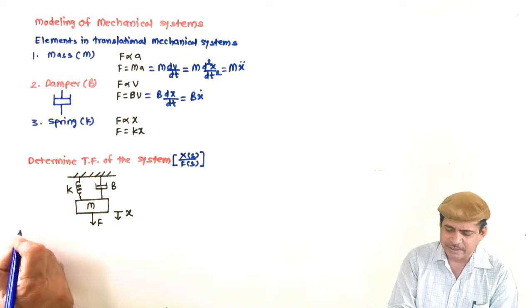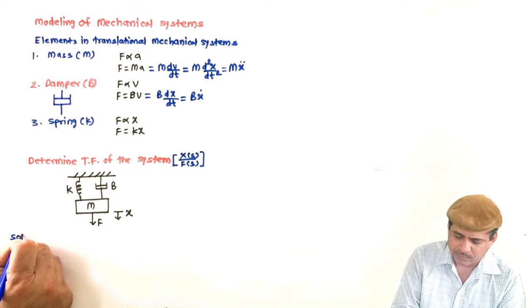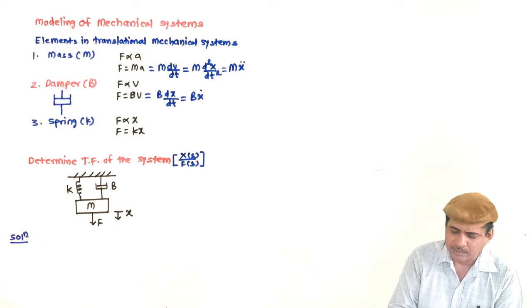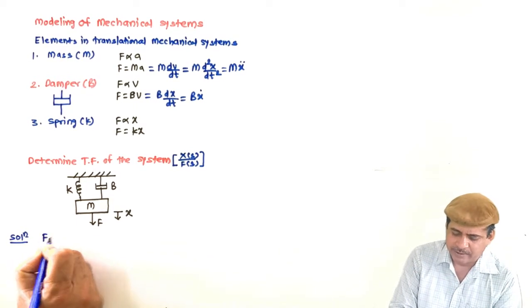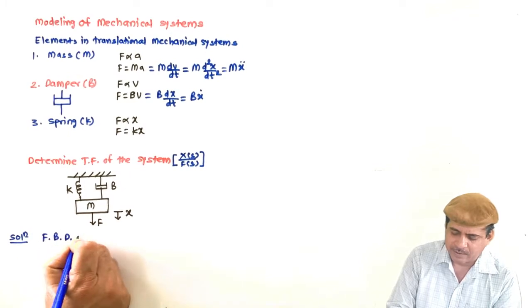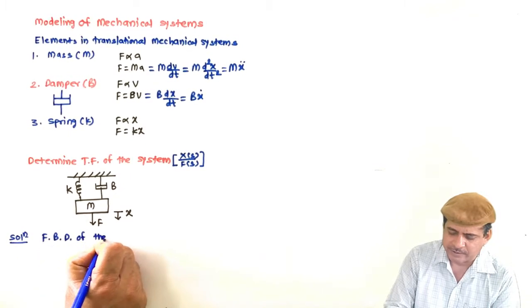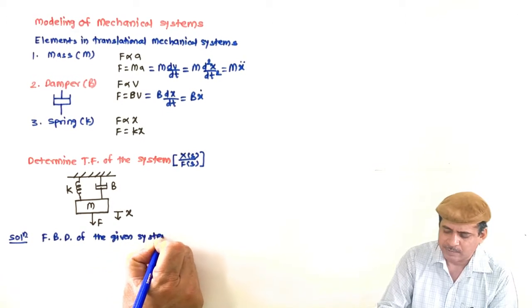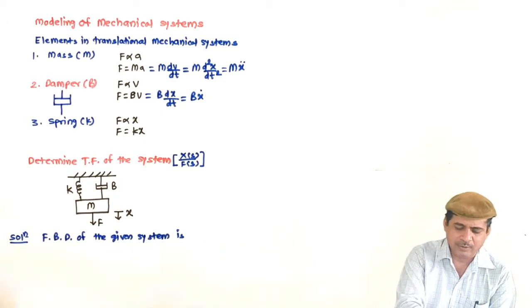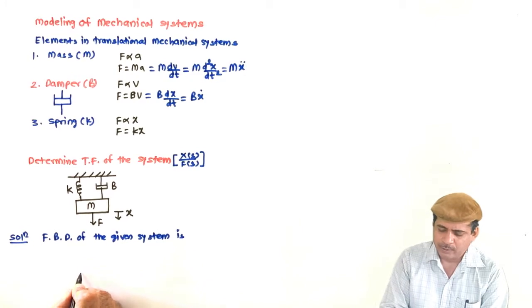So the procedure is that whenever you have the system, first you have to draw the free body diagram of the given system. So what you have to do, you have to get the mass.